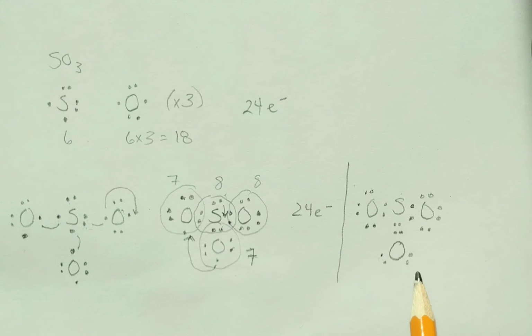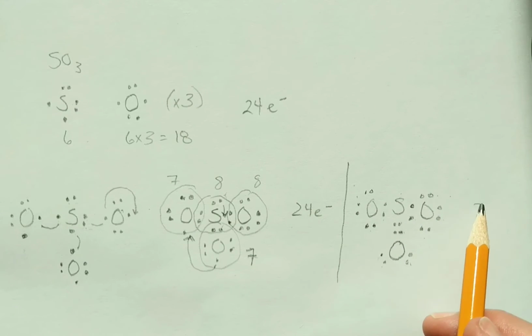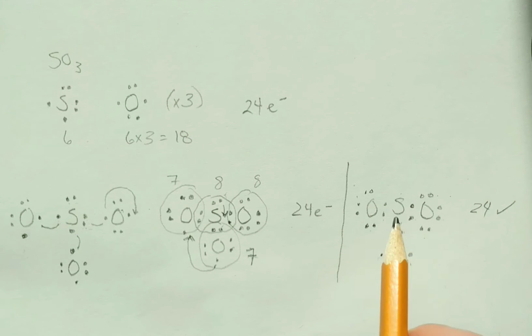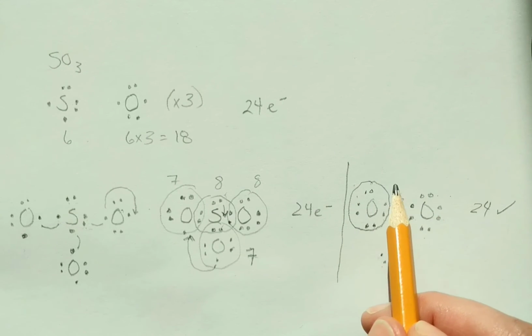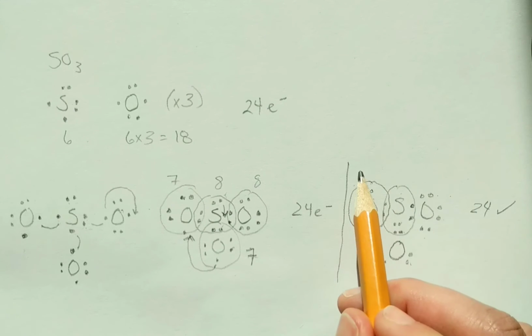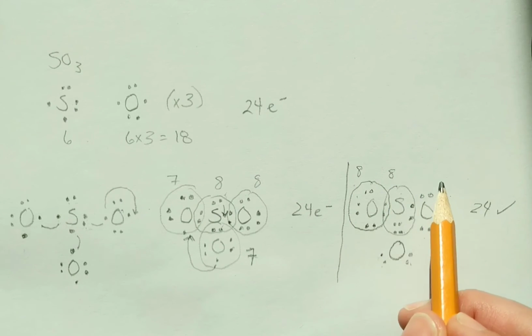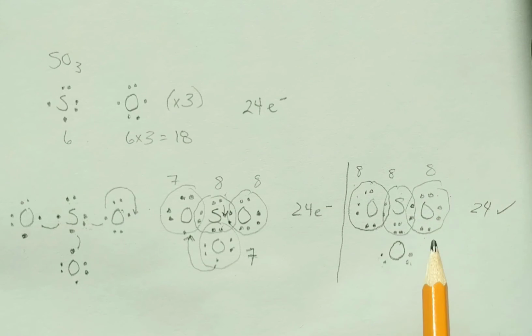All right, so again, let's count our electrons. 2, 4, 6, 8, 10, 12, 14, 16, 18, 20, 22, 24. Good, 24, check. All right, now let's check our octets. 8, 8. I'll write that down. 8, 8, and 8. We did it.